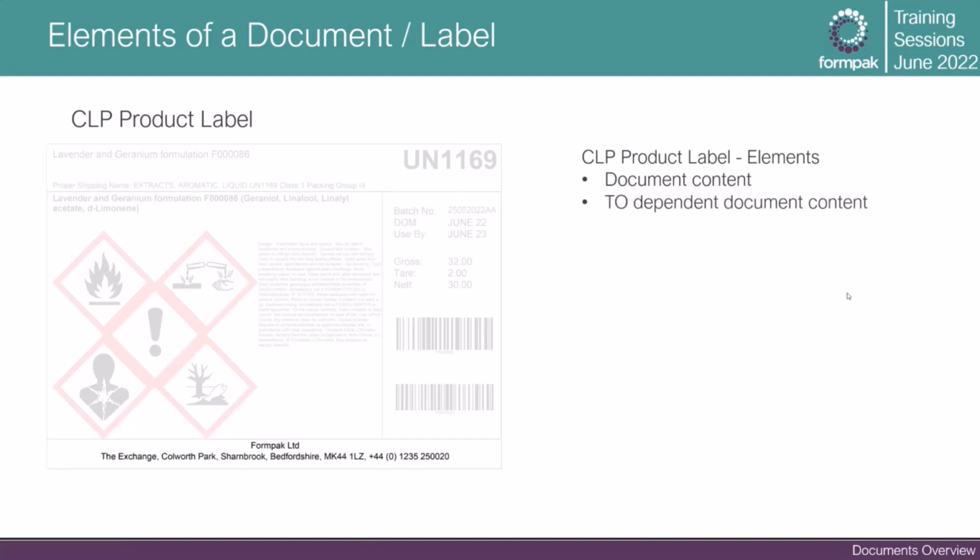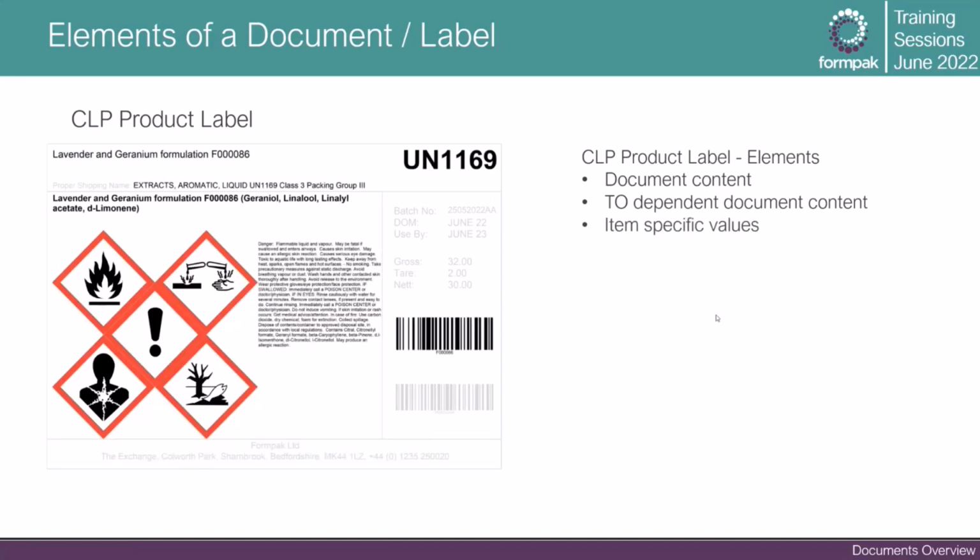Then we have TO dependent document content. So we know about TOs now. We know that it's company information that's being targeted to appear on there. That can be edited directly in the software. And that typically would appear at the bottom of the label. It also includes logos on the safety data sheet and the bottom address that appears on a safety data sheet as well. And that is pulled and triggered by the TO that is selected at the time of generating the document.